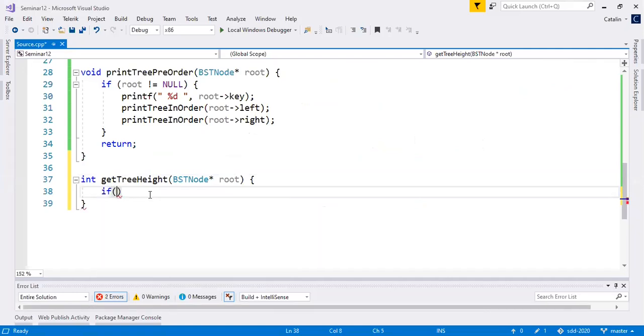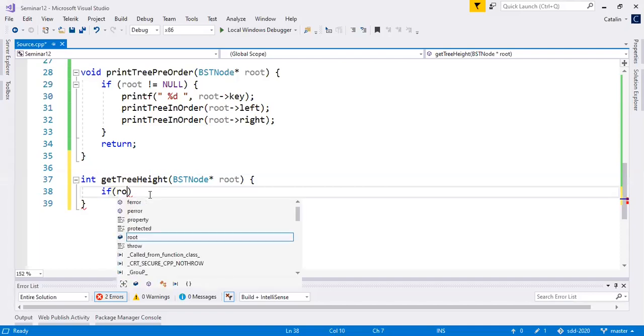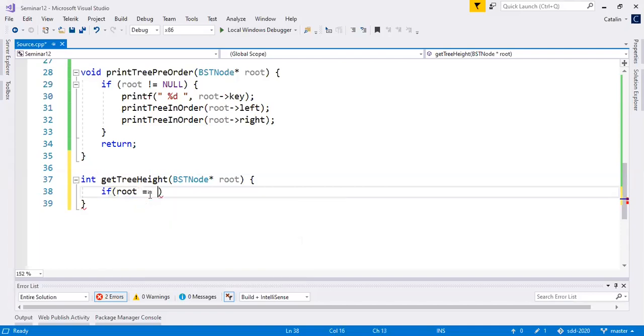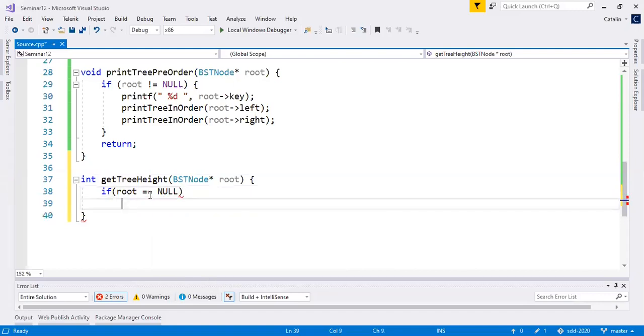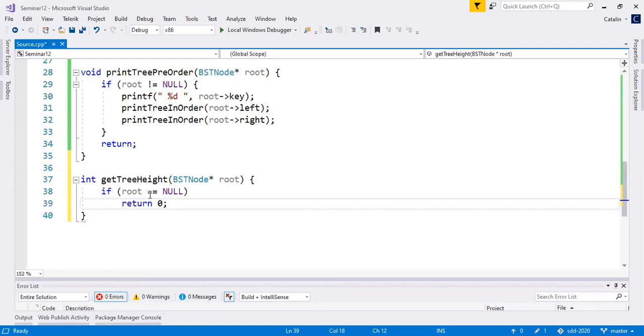The call gets to the last node, and the last node will try to ask this question on the right or left, and you will hit a dead end. So if root equals null, if you hit a dead end, what will be your answer? Return 0, okay? That's the tree height. There is nothing here. There are no levels here. Okay. Now, what's happening if the root exists?